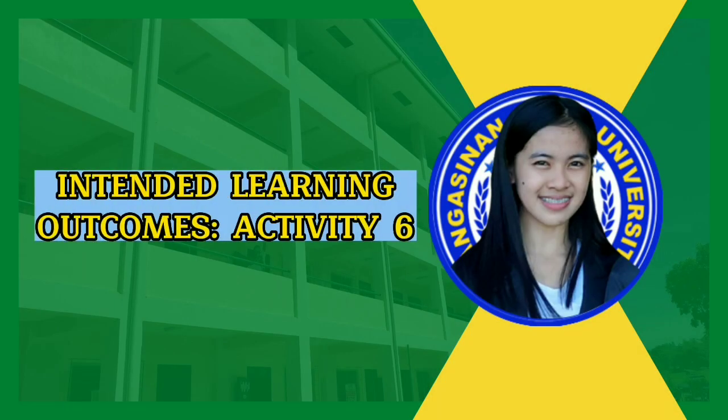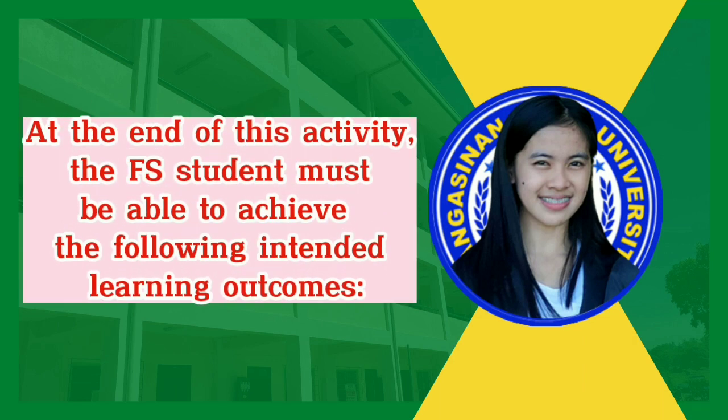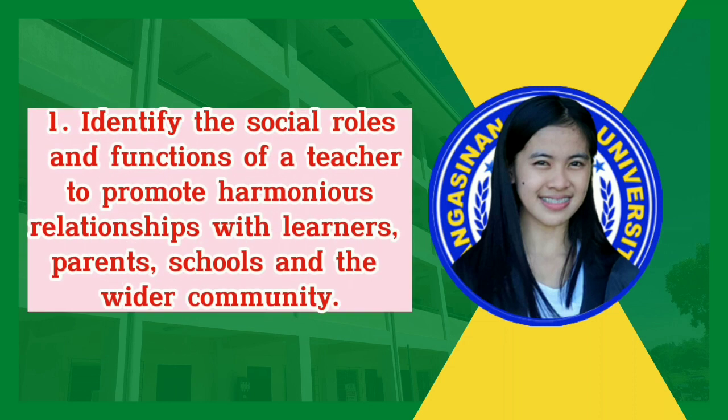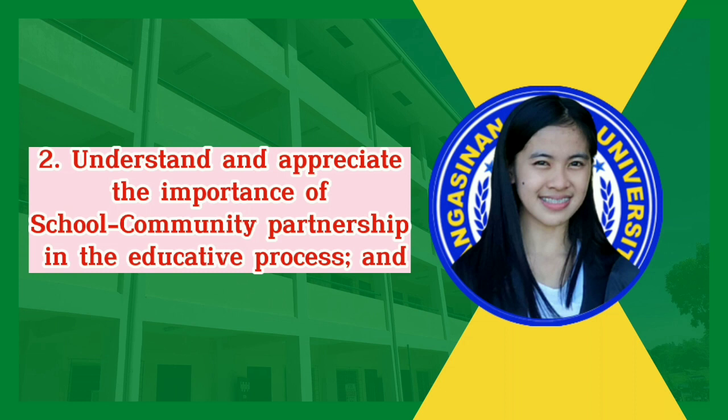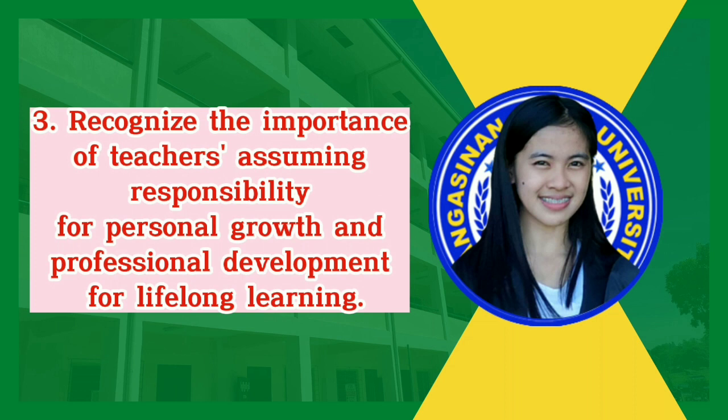Here are the intended learning outcomes of Activity 6. At the end of this activity, the FS student must be able to achieve the following intended learning outcomes. Number 1, identify the social roles and functions of a teacher to promote harmonious relationships with learners, parents, schools, and the wider community. Number 2, understand and appreciate the importance of school-community partnership in the educative process. And number 3, recognize the importance of teachers assuming responsibility for personal growth and professional development for lifelong learning.